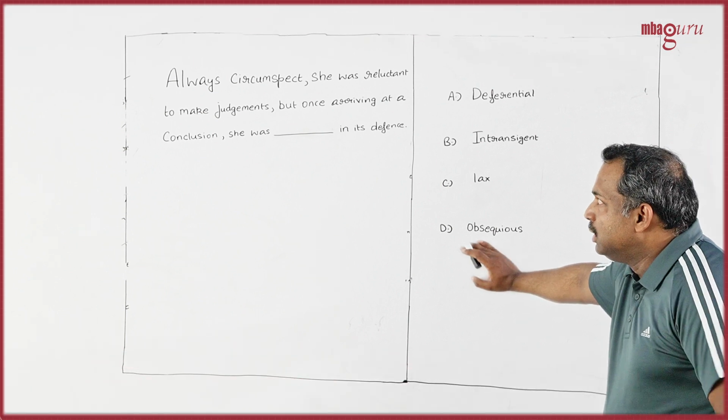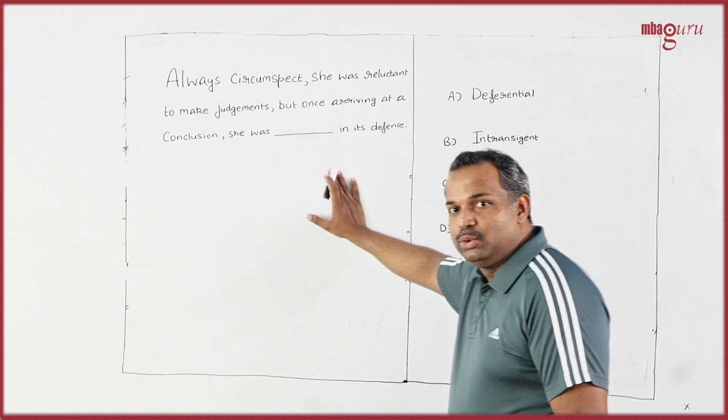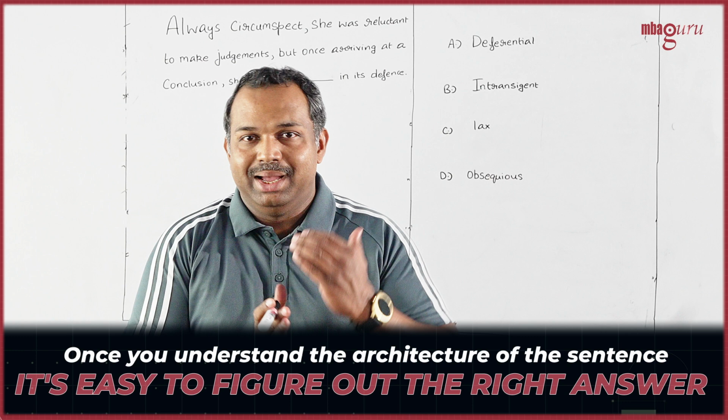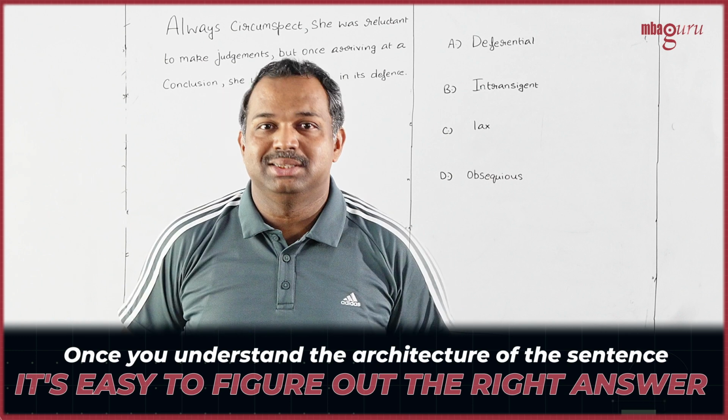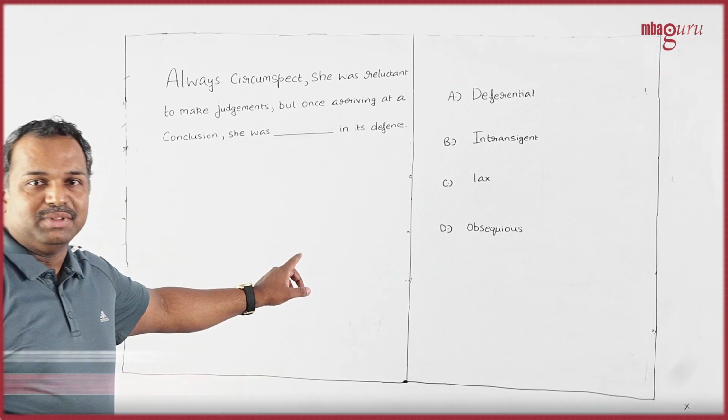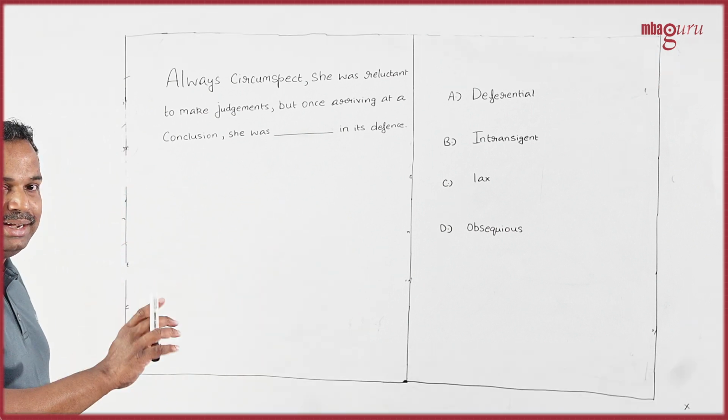Now to do that, I think the first thing that we need to do is understand the sentence, what it is conveying. What I would like to call this is understanding the architecture of the sentence, trying to understand what the sentence is saying.